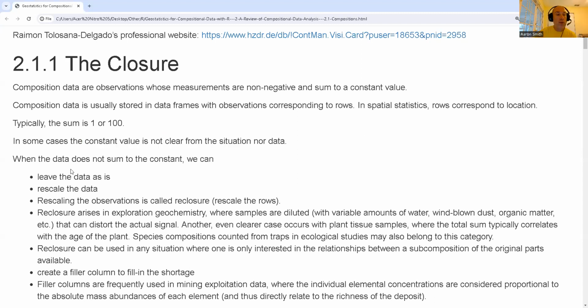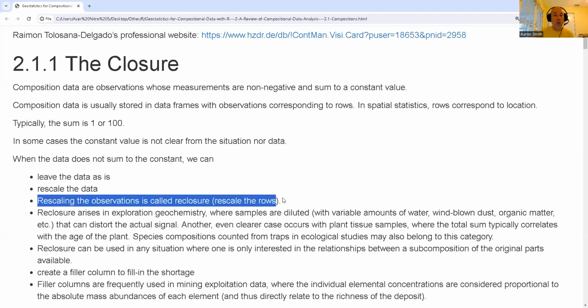When the data does not sum to a constant, we have several choices. First and foremost, we could leave the data as is and just go with it. Initially, that seems like a bad choice, but I'll show you in a moment that it might actually be the best course of action. We could also rescale the rows of our data to add up to 1 or 100. Rescaling the observations, the rows, is called closure or reclosure.